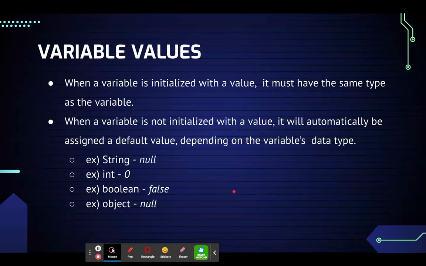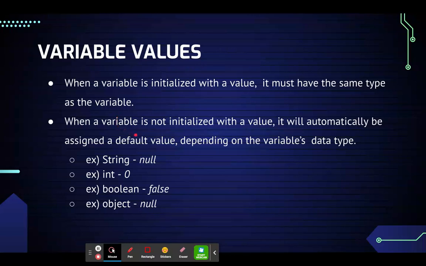So when a variable is initialized with a value, it must have the same type as the variable. So if the variable is int type, it should be an integer. Or if it's a string variable, it should have a string value, a word with double quotes surrounding it.